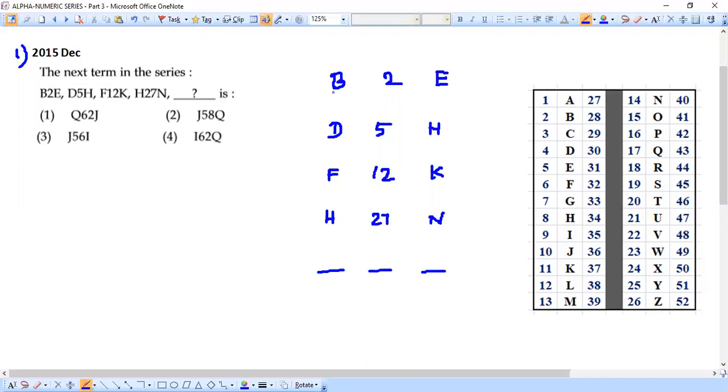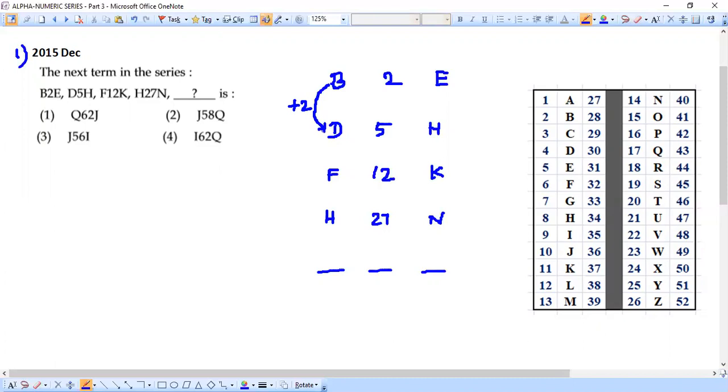The first letter here is B. In the second term, the first letter is D. So from B to D they are moving. B is the second letter and D is the fourth letter. So from 2 to 4 they are moving. This means 2 positions in the forward direction. So they have done +2, right? From 2 to 4 they are moving. So this is +2.